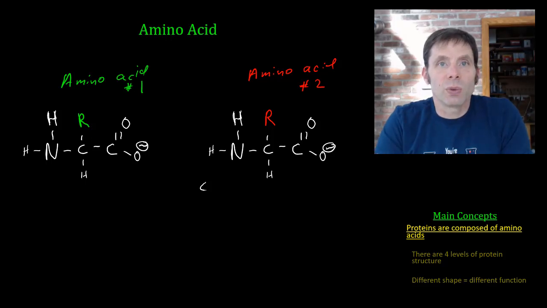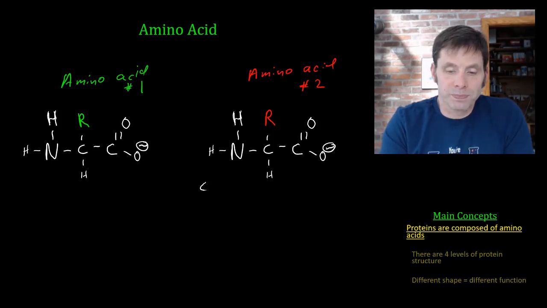A different amino acid will have precisely the same components, but a different R group. And that R group can have different properties. That R group might be as simple as a single hydrogen atom. It could be a carbon with 3 hydrogens, or it can be multiple carbons. And the R group can be polar, it can be charged, or it can be hydrophobic. So what determines the property of any given amino acid is the chemical properties of the R group, not the chemical properties of the rest of the molecule.